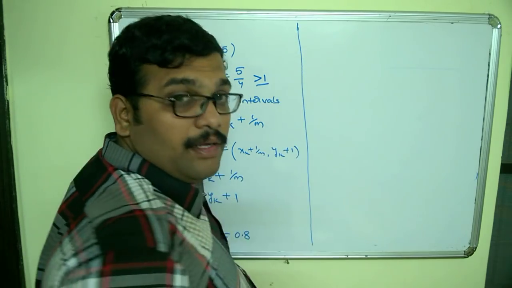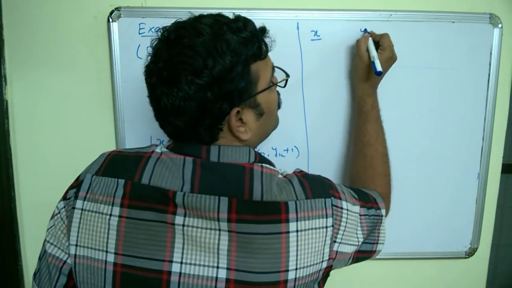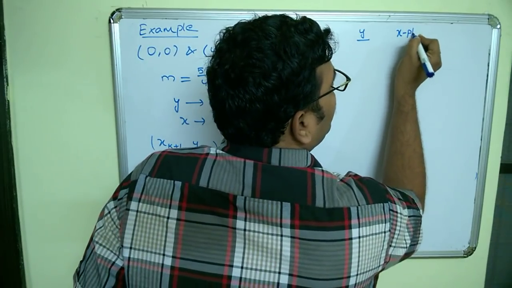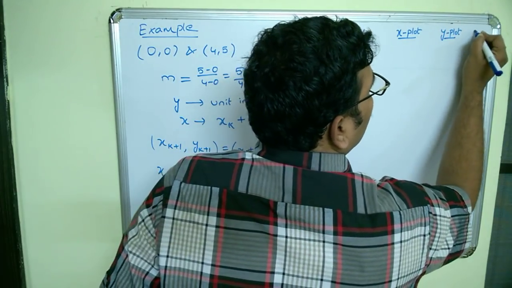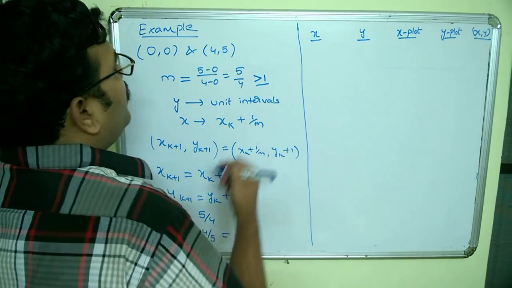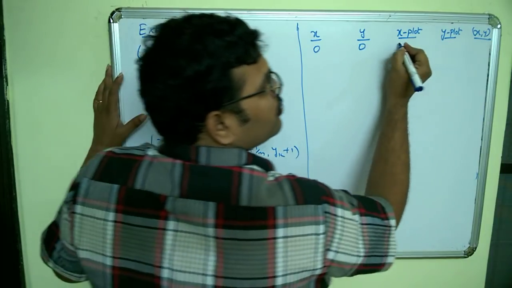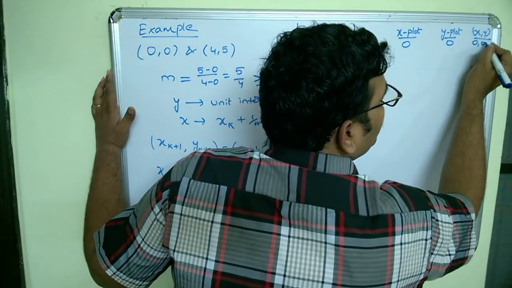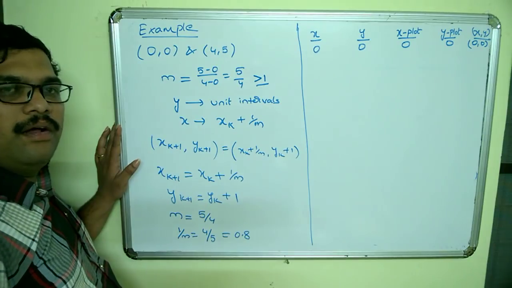Now let us see the x coordinate, y coordinate, x plotted on the graph, y plotted on the graph, and the coordinate axis x comma y. So we have to start from 0, 0. So x is 0, y is 0. So plot the x 0 point, y 0 point. The first point is 0, 0. Coming to the next point.